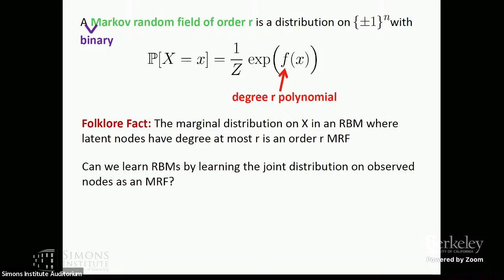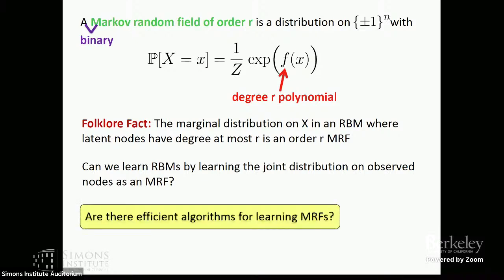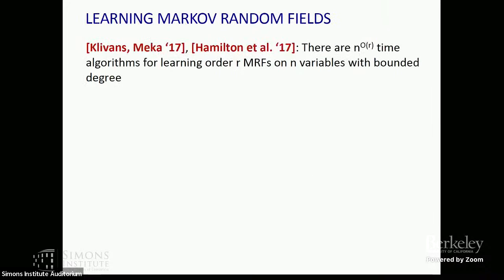And one of the first questions we could ask is, okay, so maybe I can learn restricted Boltzmann machines just by treating them as Markov random fields and learning them that way. Now, I'll warn you that there's going to be a big catch to doing that, but let's dig into what exactly is known about efficient algorithms for learning Markov random fields. So there's a work of Klivans and Meka and Hamilton et al., where they gave an algorithm which runs in n to the order r time for learning Markov random fields of order r, provided that the variables have bounded degree.